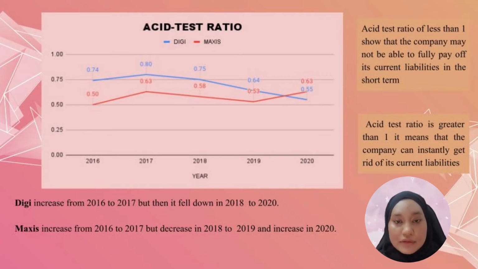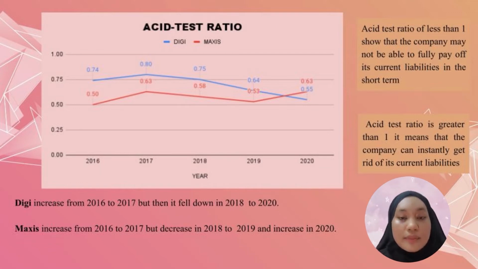If the asset ratio is less than 1, it shows that the company may not be able to fully pay off its current liabilities in the short term. But if the asset ratio is greater than 1, it means that the company can instantly get rid of its current liabilities. So based on the graph, you can see that both DG and Maxis have an asset ratio of less than 1. So it shows that both companies may not be able to fully pay off their current liabilities in the short term.